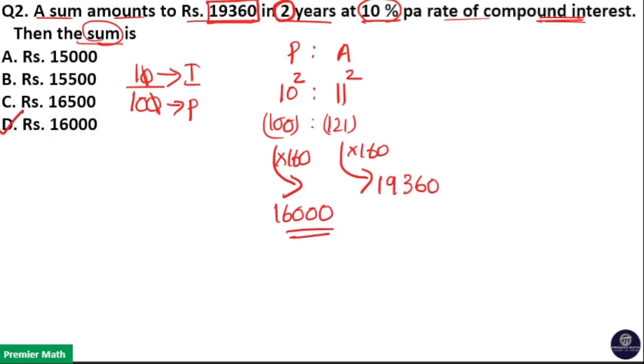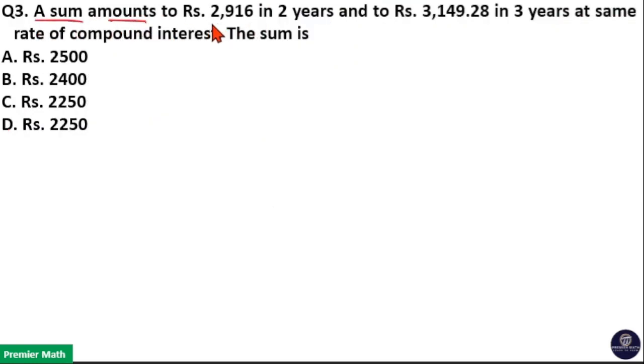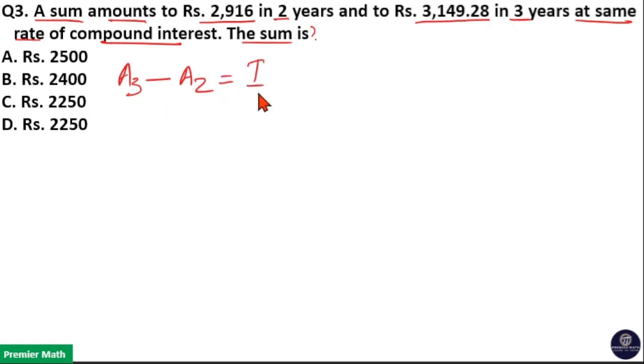Because principal here is 100 unit. A sum amounts to rupees 2,916 in 2 years and rupees 3,149.28 in 3 years at the same rate of compound interest. The sum is here amount received at the end of 3 years minus amount received at the end of 2 years is equal to interest received for the third year. Now, if you take the difference between this one and this one, this is equal to interest.